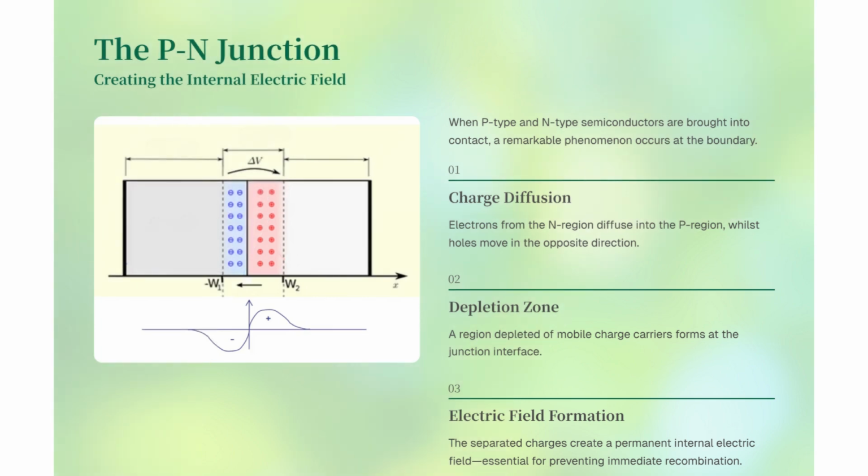The most critical part of a solar cell is the p-n junction. When we bring p-type and n-type materials into contact, a remarkable phenomenon occurs at the boundary. First, we have charge diffusion. Electrons move toward the p region and holes move toward the n region. This creates a depletion zone at the interface, which is empty of mobile charges. This separation results in a permanent internal electric field. This built-in field is the engine of the cell, essential for preventing the photogenerated charges from simply recombining.